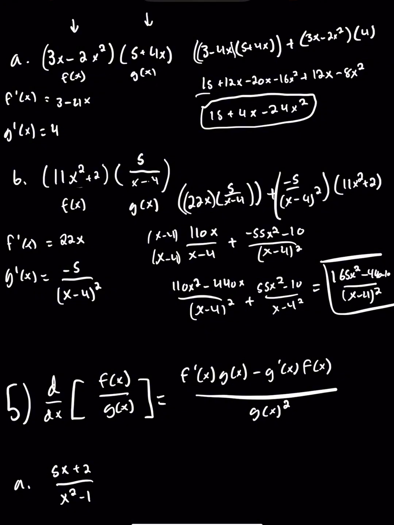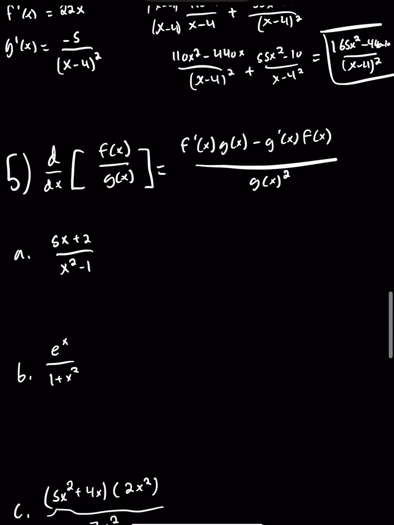Okay, now let's go over the quotient rule, or how to divide. So this is very similar to the last one, except now you're subtracting and you are dividing by g of x squared. So let's look at this. Let's set the top one up as f of x. The bottom one is g of x. And now let's get our f prime of x, our g prime of x. Okay, f prime of x is just going to be 5. g prime of x is going to be 2x.